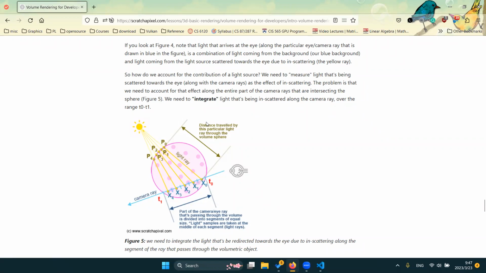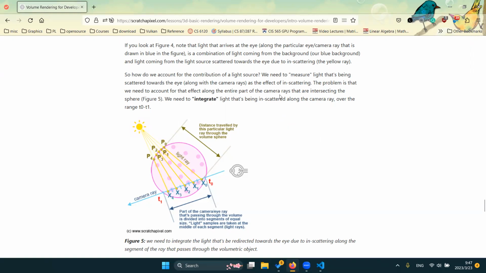Yeah, I thought those were encapsulated in the Beer's law, so that's why there's that exponential decay. No, I think Beer's law is just along the camera ray. Beer's law is just absorption and out-scattering.